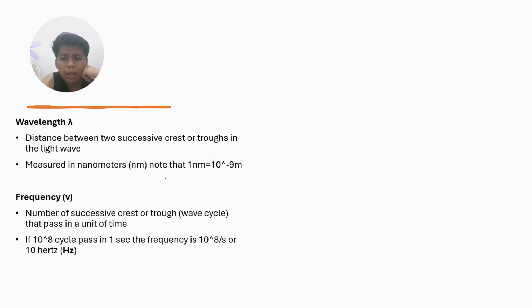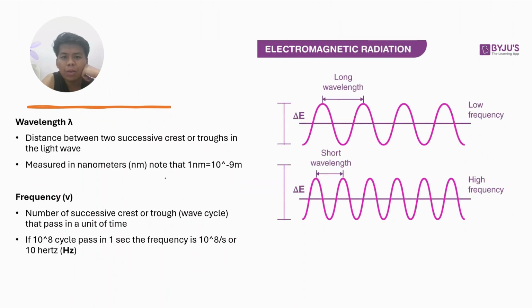So let's talk about wavelength and frequency. It's like we're going back to high school. Wavelength is the distance between two successive crests or troughs in a wave, in a light wave. We have here a figure from BJU's website, credits to the owner. This is a crest, going upward, and this is a trough, at the bottom. This is a crest again, and this is a trough. So wavelength refers to the distance between this crest and trough right here. It just refers to the distance, and it is measured in nanometers.